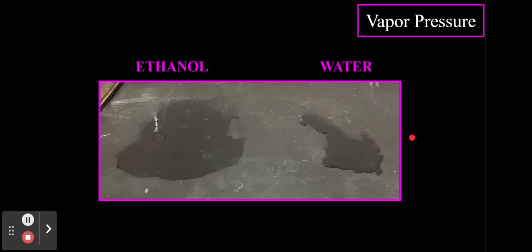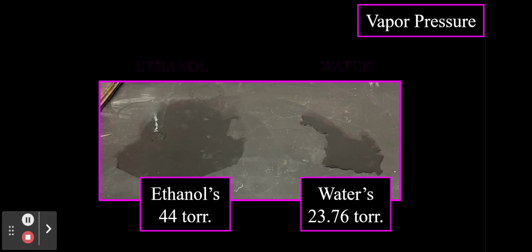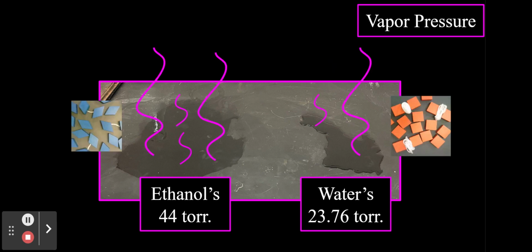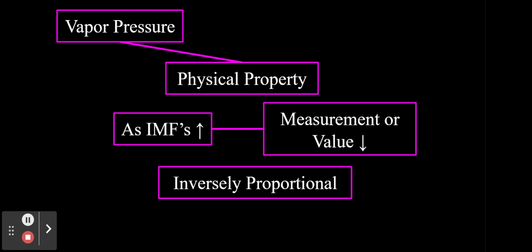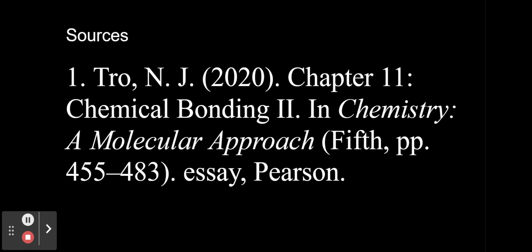Vapor pressure measures volatility. All right, these are standard values at about 25 degrees Celsius. Ethanol has a much higher vapor pressure, because its molecules are not held tightly, just like in volatility. So here are the inverse relationships. As IMFs go up, these things go down: vapor pressure and volatility. Okay, and here are my sources.